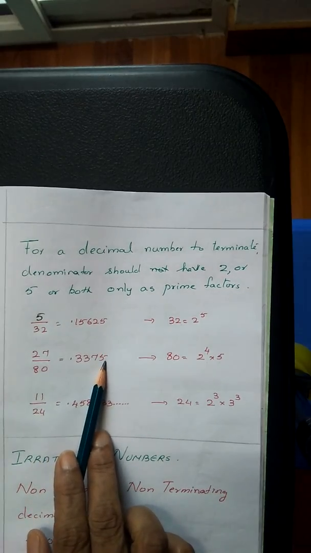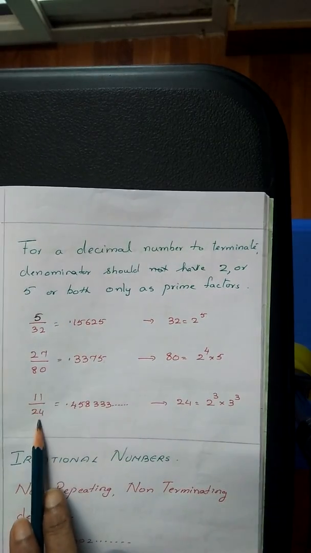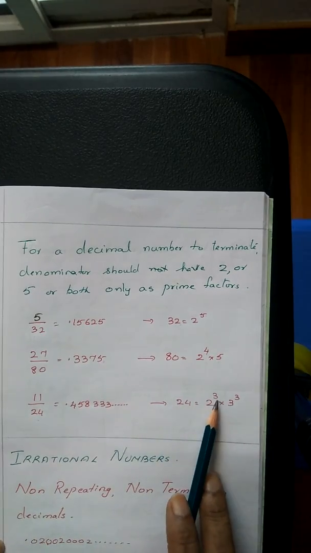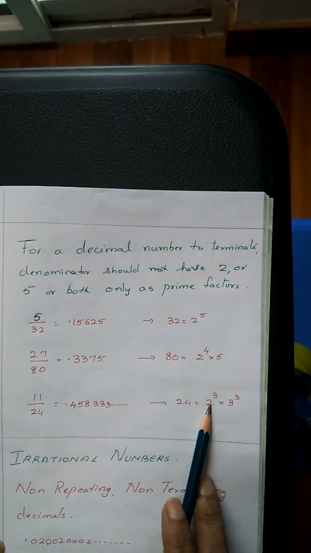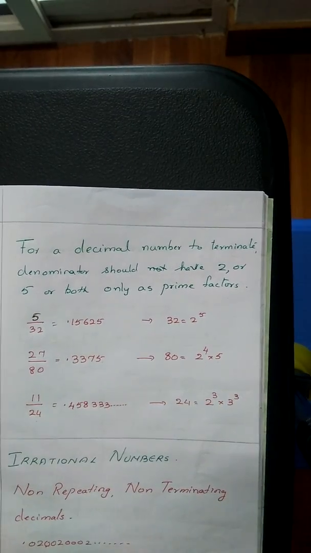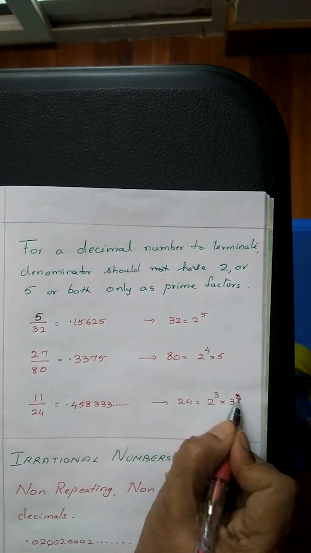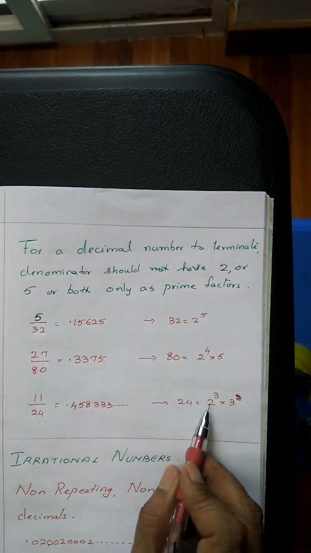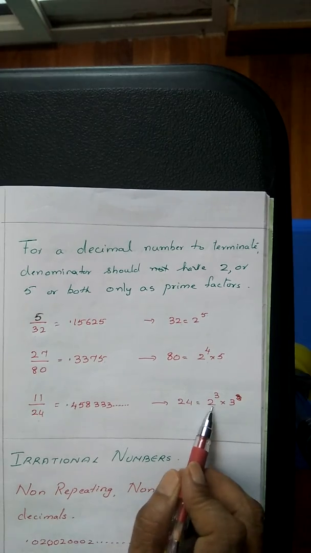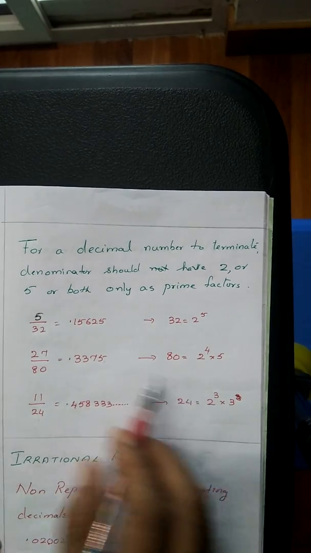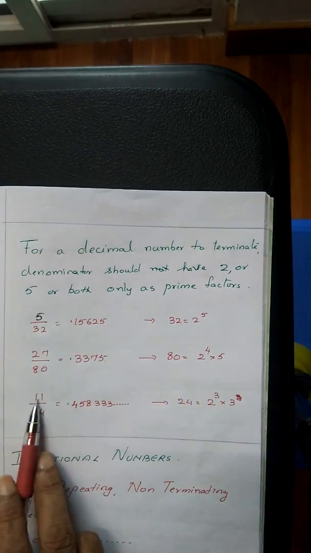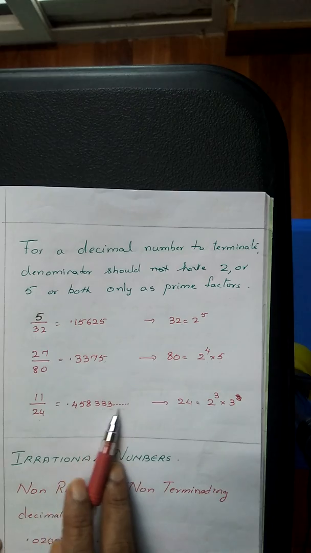And if you divide it, you will see it is terminating here. But if you see 11 by 24, 24 is equal to 8 into 3, that is 2 cube into 3. So you have the factors 2 and 3, but 3 cannot be a factor if it has to terminate. Hence, this is not terminating.